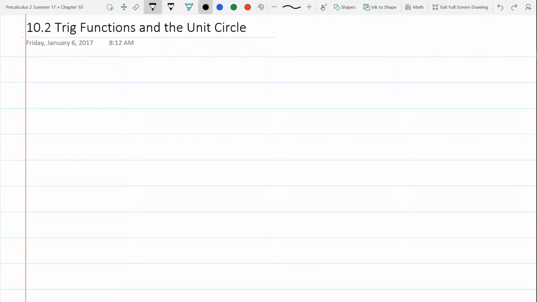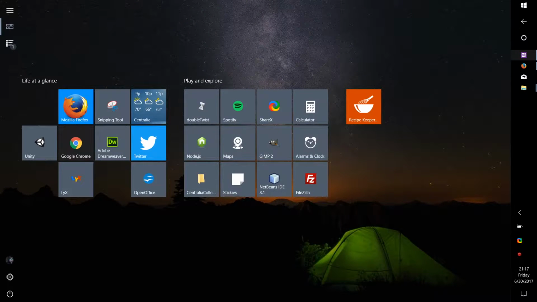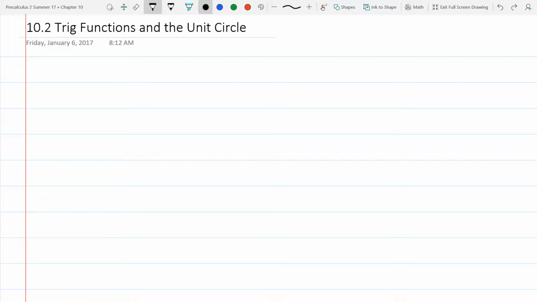So now we're going to talk about trig functions and the unit circle. And we'll start with their definition.